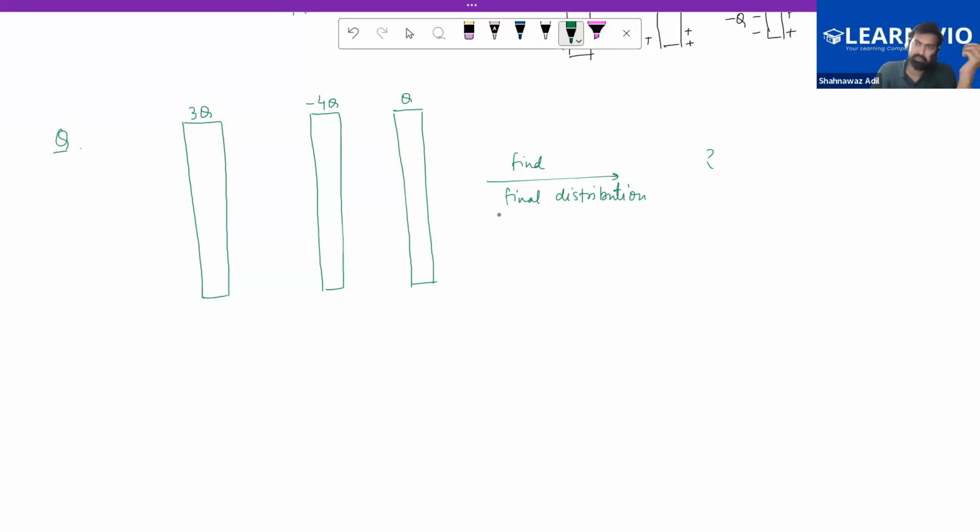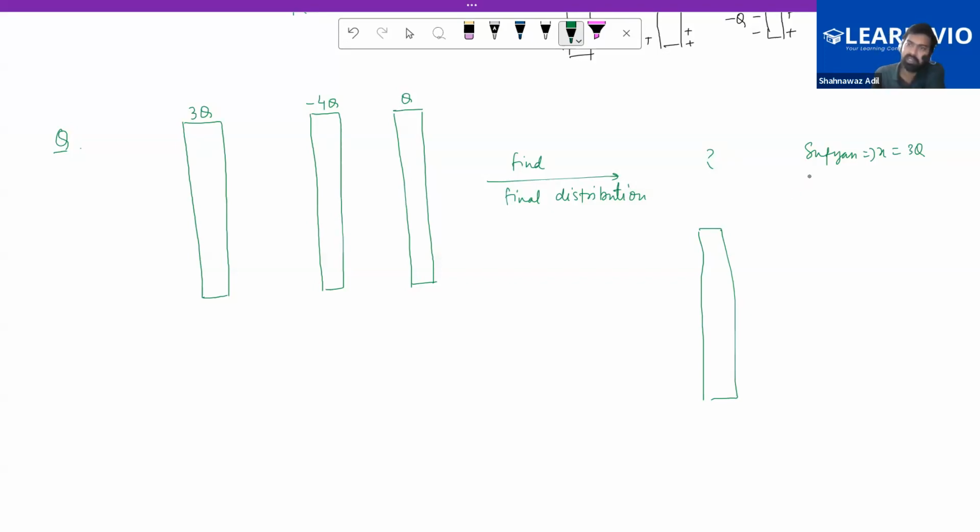X equal to 3Q. Yeah, so what was this distribution? On this side, what I want is X. You got X equal to 3Q. So the same charge is here, and there is zero charge on this side. How is this possible?